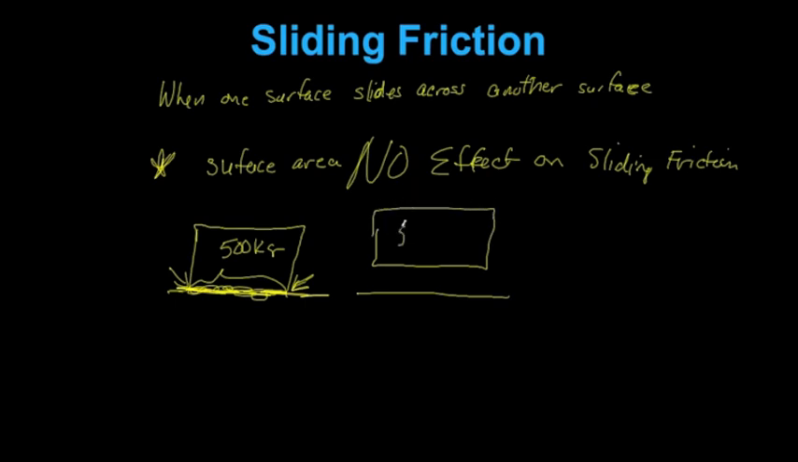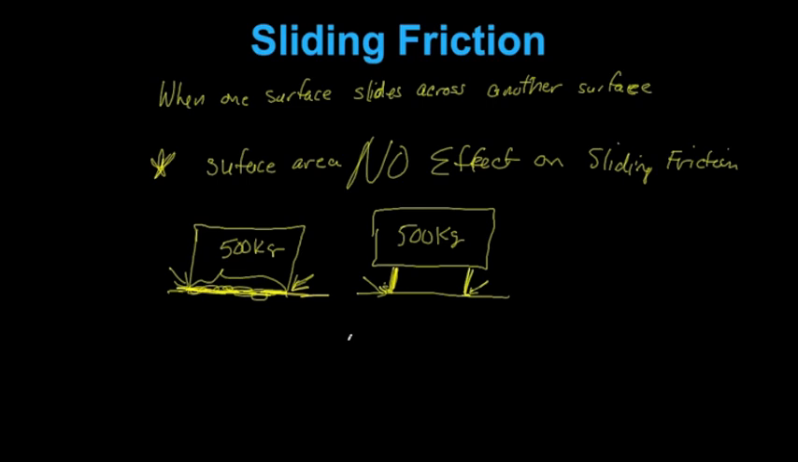Okay, so if we had that same 500-kilogram box sitting on two legs, so the only surface area, the only surface touching are the two legs, okay, the same exact amount of friction is produced. So sliding friction is not affected by surface area. And the reason we point that out is because in a future video, we're going to talk about fluid friction, where you have surface area having an effect on it. But for sliding friction, it does not affect the friction, okay?